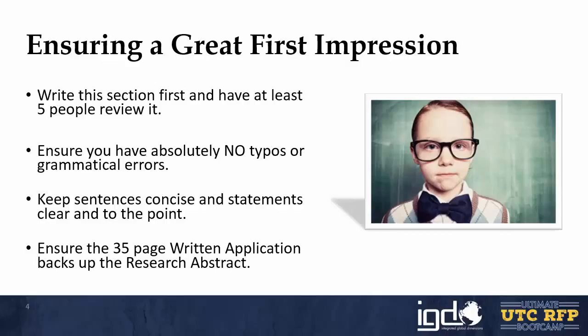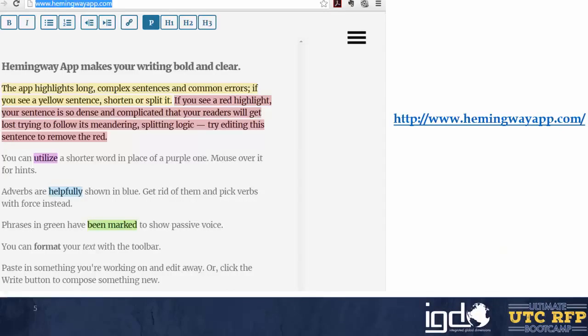And finally, make sure that your research abstract really embodies what your written application has in those 35 pages. You don't want them telling 2 different stories or confusing your reviewer. Now, one of my favorite apps to use when I'm trying to make sure my writing is straightforward and to the point is called the Hemingway app.